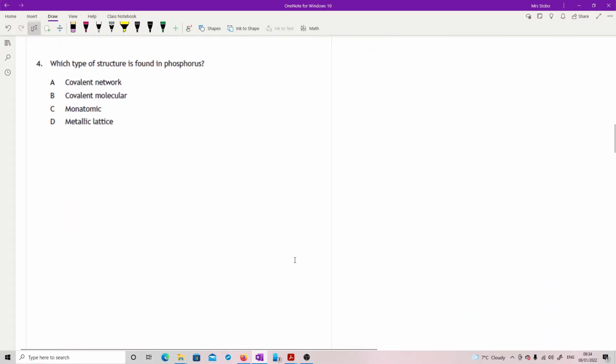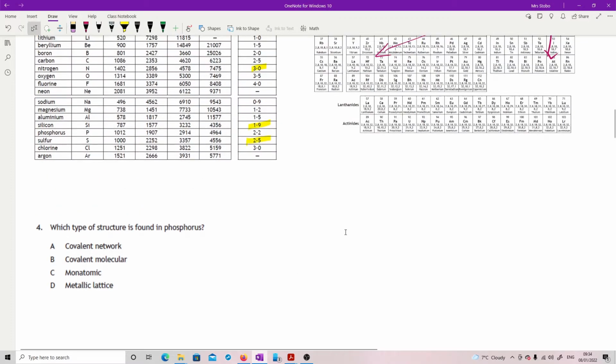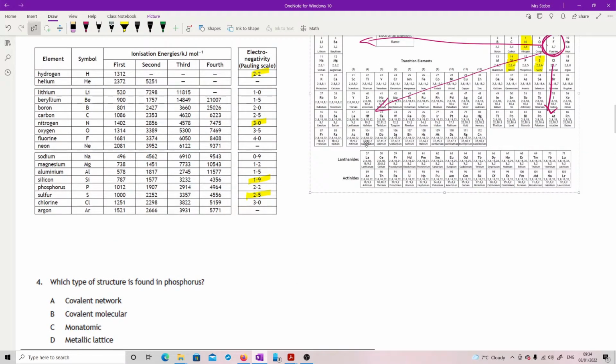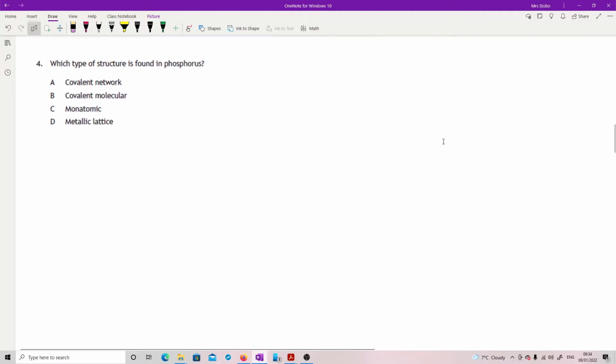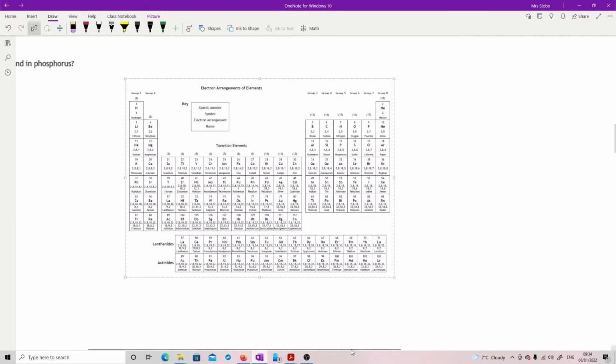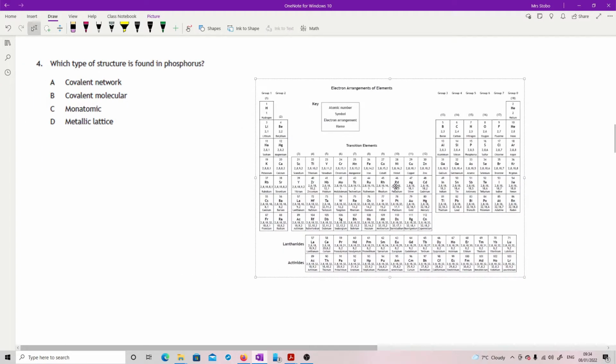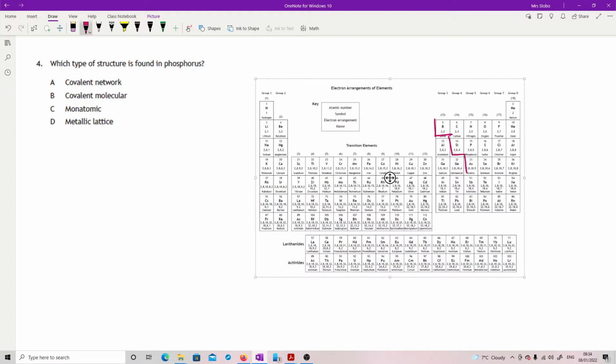Question 4, which type of structure is found in phosphorus? Actually, let me just grab this and put this down here so we can have another look at that. The only reason I'm pulling this in is because you're supposed to know some patterns of this one. Obviously you should know your line for your metal, non-metal. Sorry, it's not the neatest, but here's our metal this way, so these are all metallic on that side. Here's phosphorus. Okay, we should know that this group here is your monatomics.